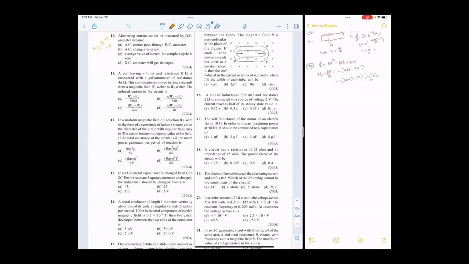See, a circuit has 12 ohms resistance and a 15 ohm impedance. That is, R is this, Z is 15. So power factor cos phi is R by Z, 12 by 15, easy. 4 by 5, right? 37 degrees. Cos means 4 by 5, 0.8.